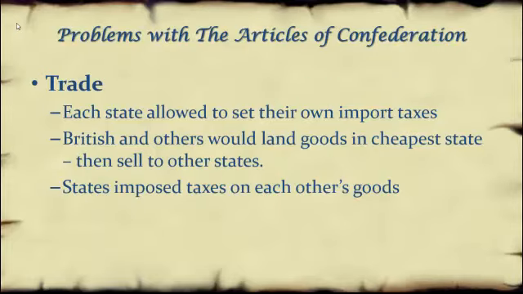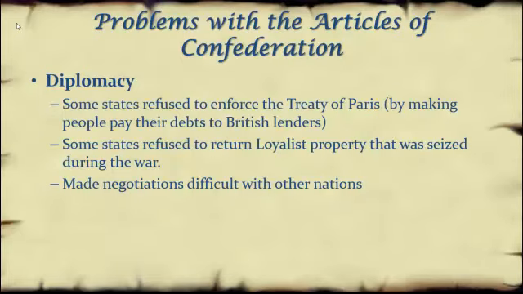But let's just run through the problems real quick. First off, with trade, each state was allowed to set their own import taxes. And so what that resulted in was the British and other European powers would simply land their goods in their ships at the cheapest state and then sell them to other states at an increased price. Also, each state actually put taxes on goods from other states. So, for example, if you wanted to buy something from Virginia and you lived in North Carolina, you'd have to pay an extra tax just to buy that stuff from Virginia.